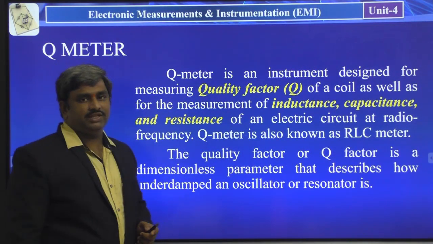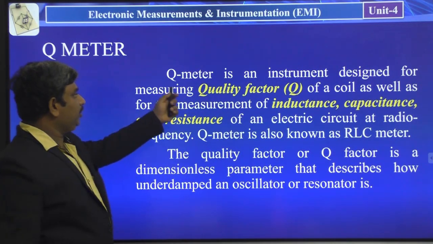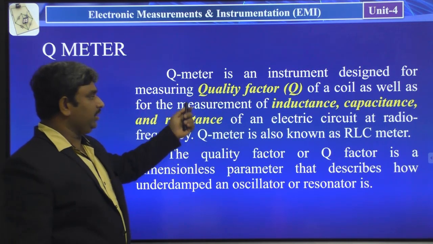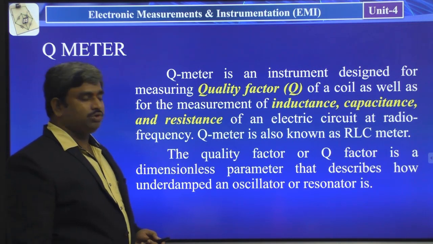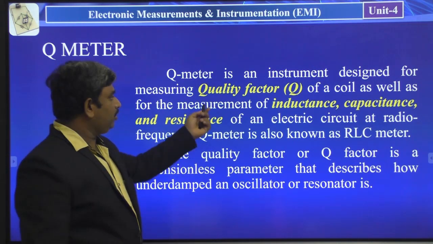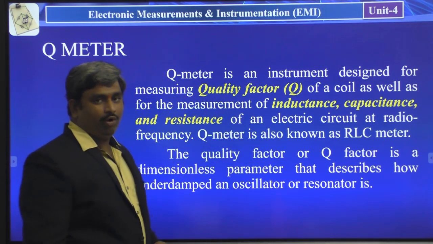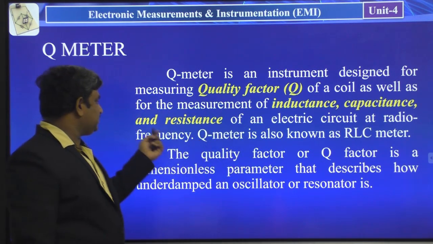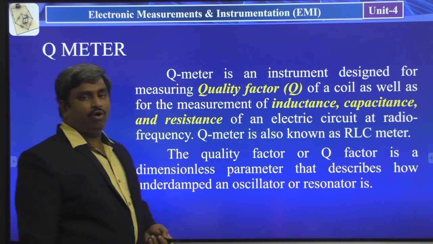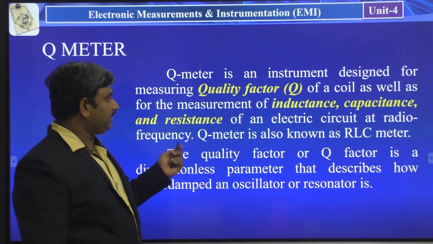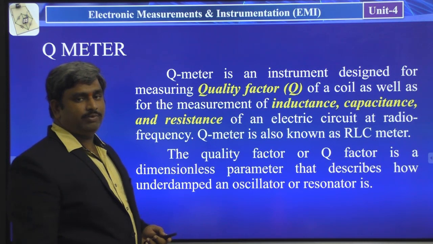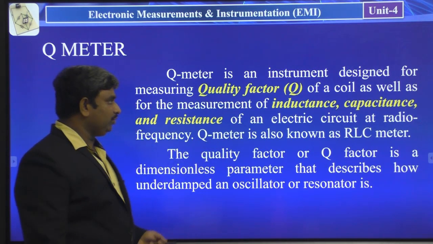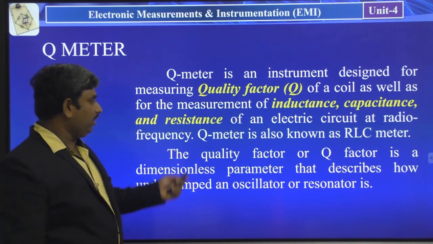Right. So first of all, see the definition of a Q meter. A Q meter is an instrument which is designed for measuring the quality factor Q. So the Q meter is measuring the Q factor of a coil, as well as the inductance, capacitance and resistance of an electrical circuit at radio frequency, at an RF.